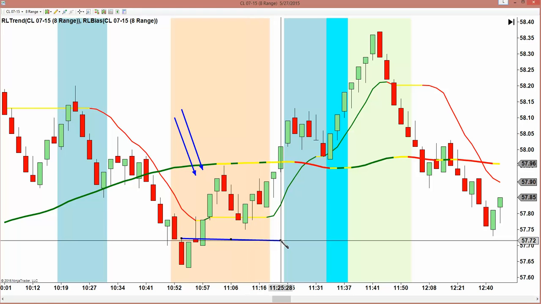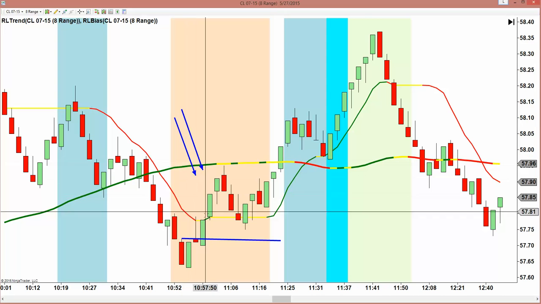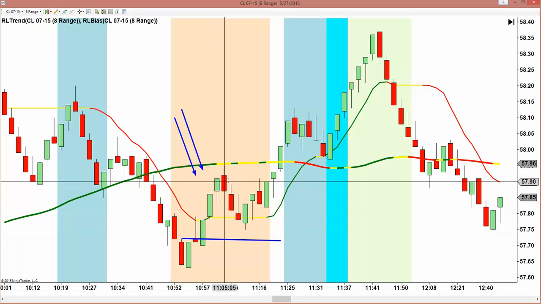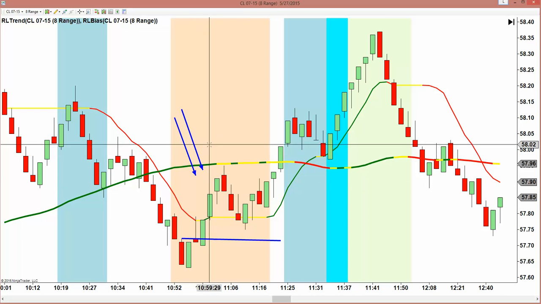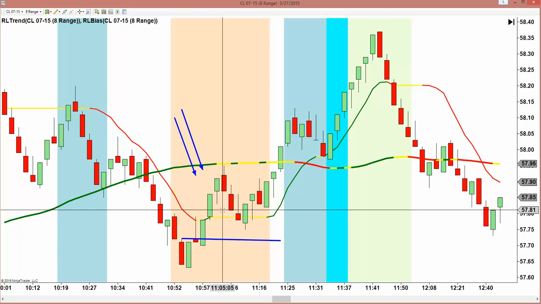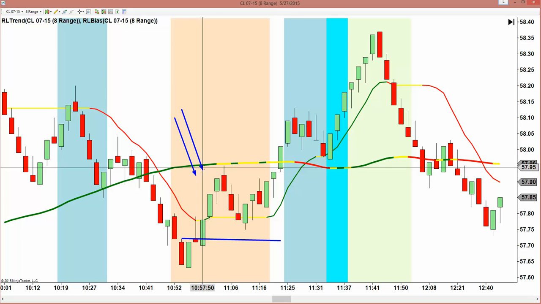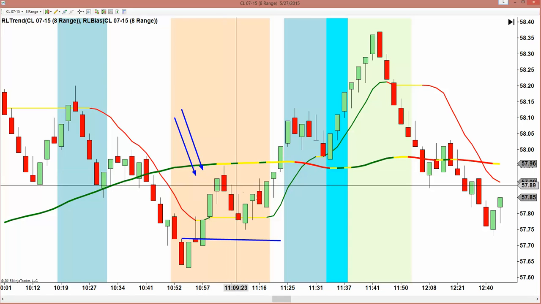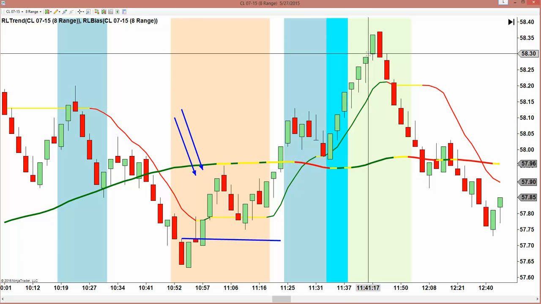Support still has to be broken, and the 15 has not crossed the 50 on the higher time frames. So you're in a trending market. It's trending to the downside, but it's got work to do. You can see the 15 never crossed the 50 on the higher time frames, and the trade reversed and went right back to the upside.